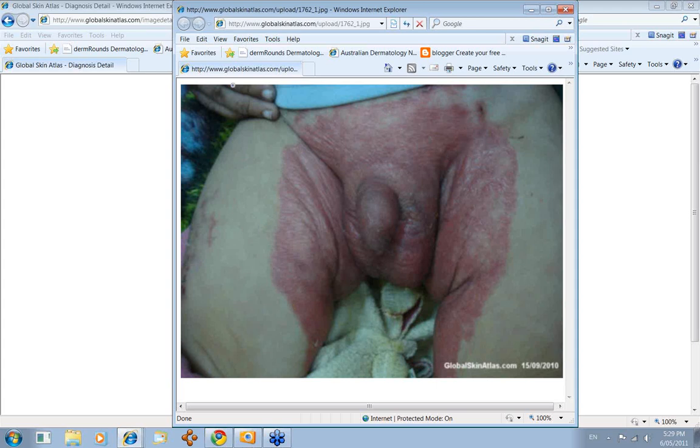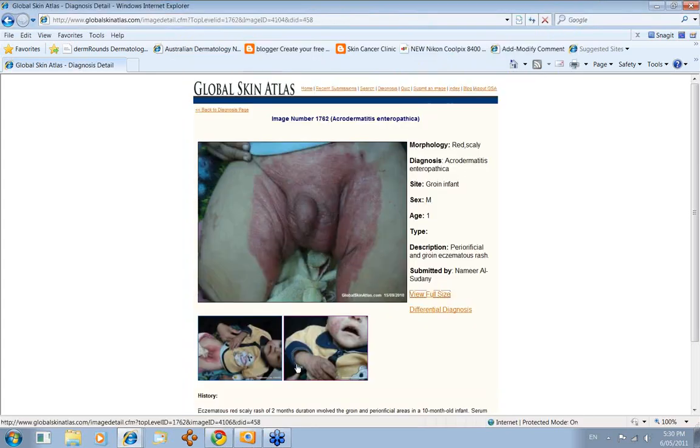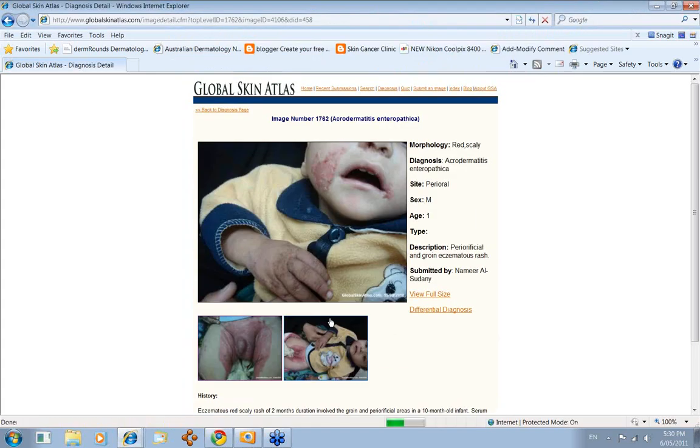But again, there should be some sparing in the folds in here. In an irritant nappy rash, usually it doesn't get right into the occluded areas here. If it is involving the occluded areas, then normally you think about things like psoriasis or what have you. But if the child also has, let's have a little look at this.